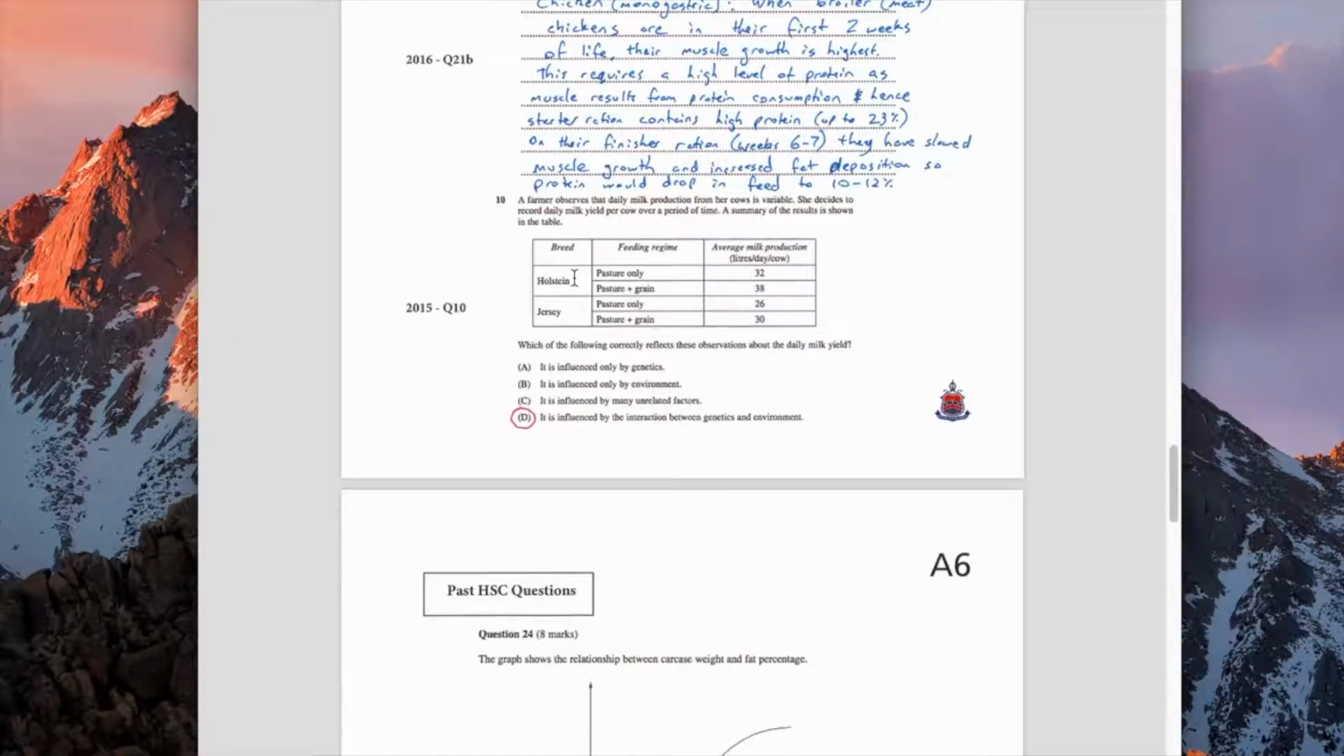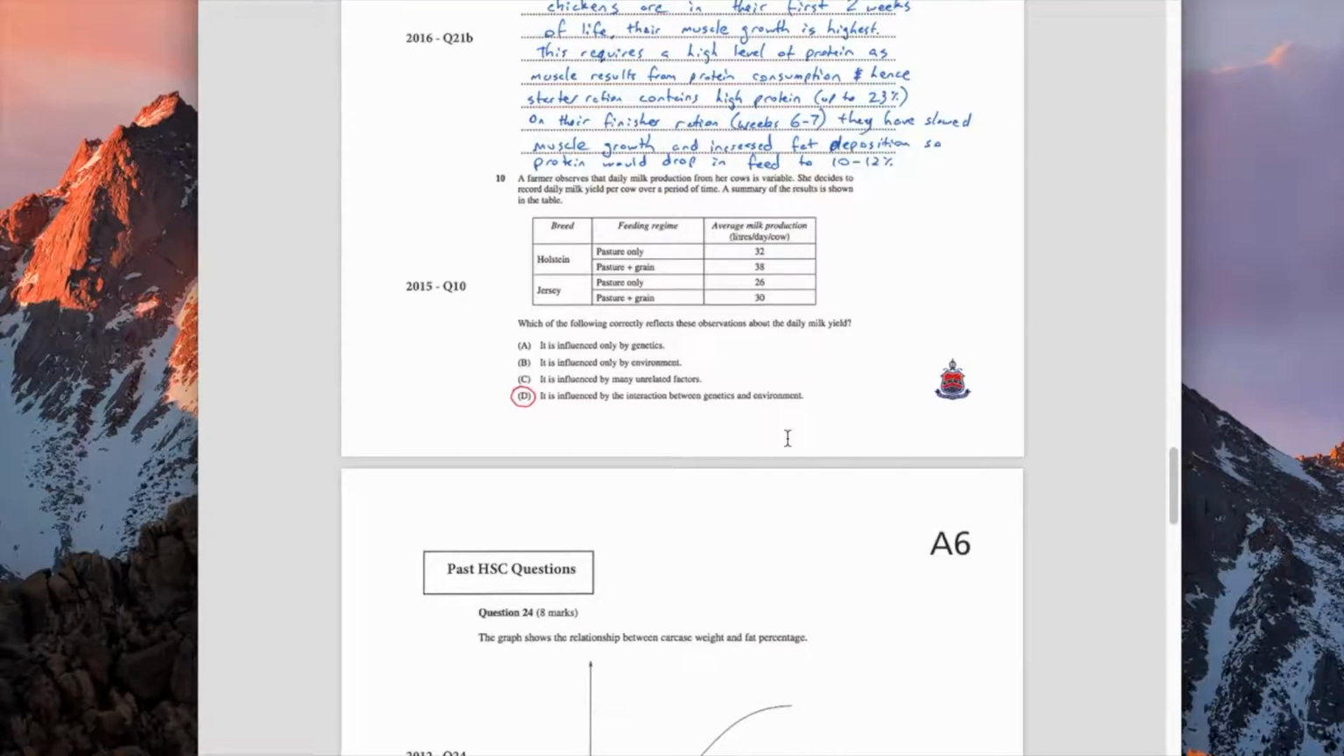We can also say that if we look at pasture only, Holsteins produce 32 litres a day and Jerseys produce 26. Whereas if we look at pasture and grain, it's 38 versus 30 for Holsteins versus Jersey. So genetics or breed is also playing a part. So the only one here that's correct is it's influenced by both genetics and environment.